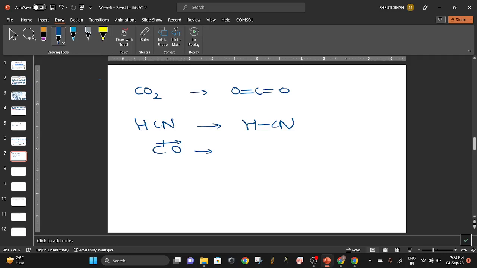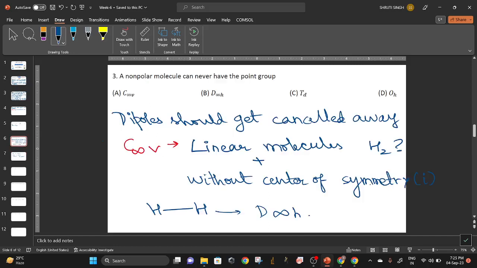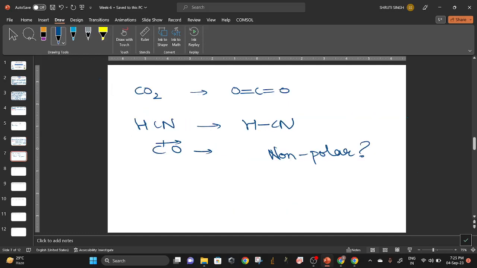So can this kind of molecule be non-polar? Partially charged atoms are there, ma'am. Think in terms of symmetry. I know charges are there. Given the point group C infinity V, can we say the molecule will be non-polar? What are the conditions? No. It should lack a center of symmetry, right? So if center of symmetry is not there, the dipole moments will not get cancelled away anyway.